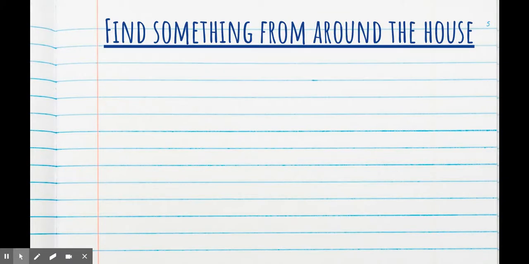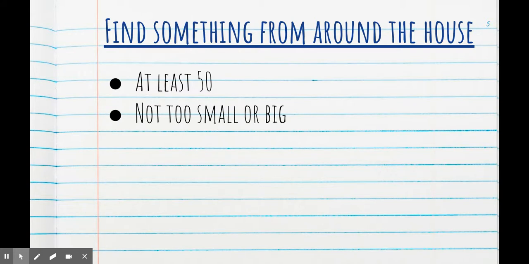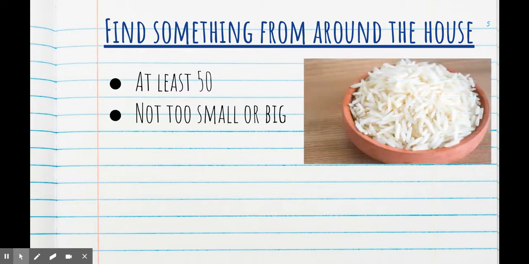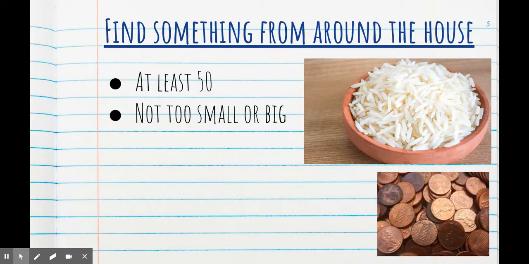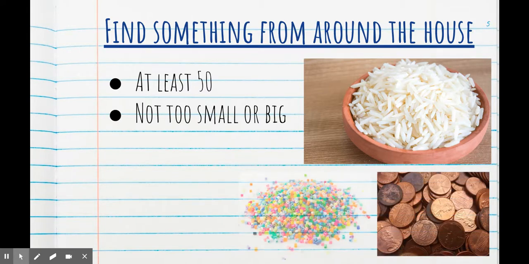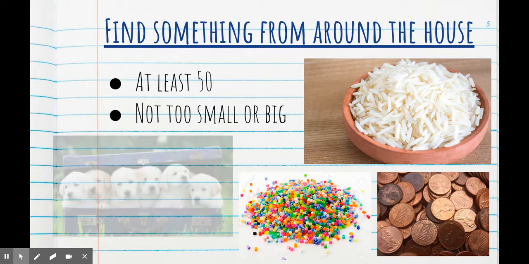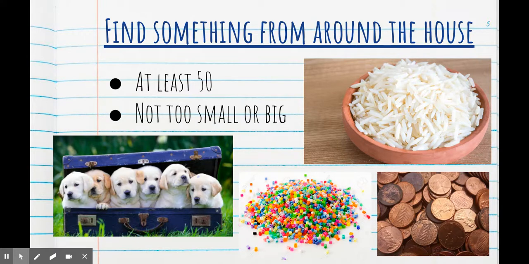Okay, so now that we know how to do a 2-step pattern, and we know how to solve them, I need you to find something from around your house. This can be something that you have a lot of, at least 50 of, okay? And it shouldn't be too small, like grains of sand, and it shouldn't be too big. Perfect things are rice. Rice is a great thing. You can easily have 50 of it if you have a bag of rice. Pennies are a good choice as well. And also little beads that you might have around the house, little craft beads. And even though it would be very adorable, counting puppies, not advisable.